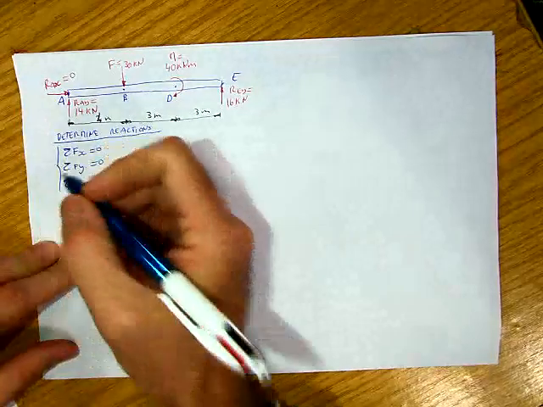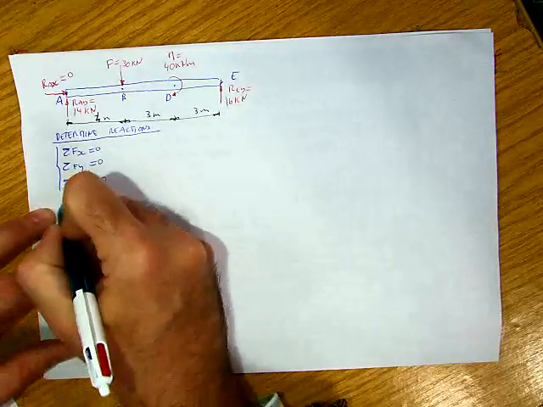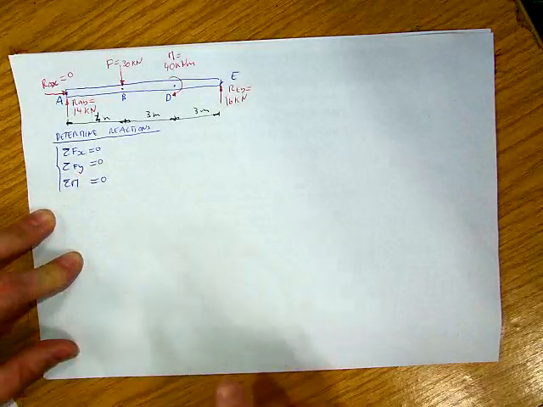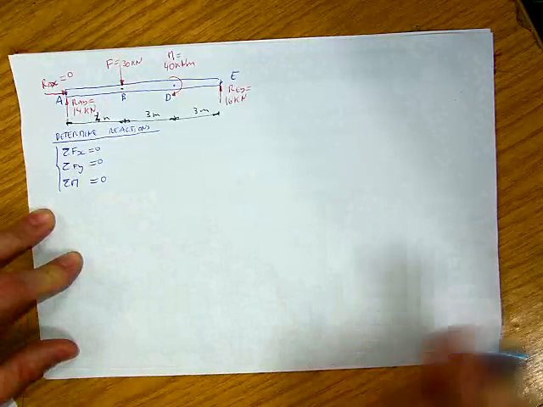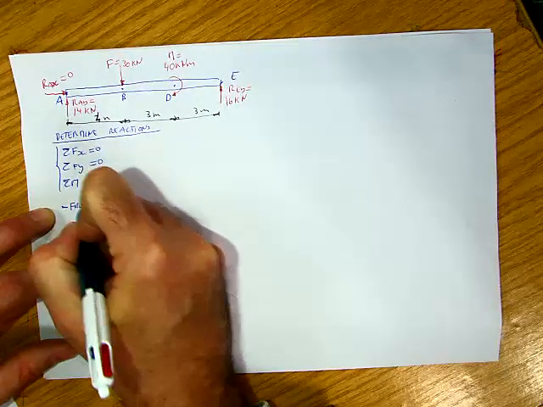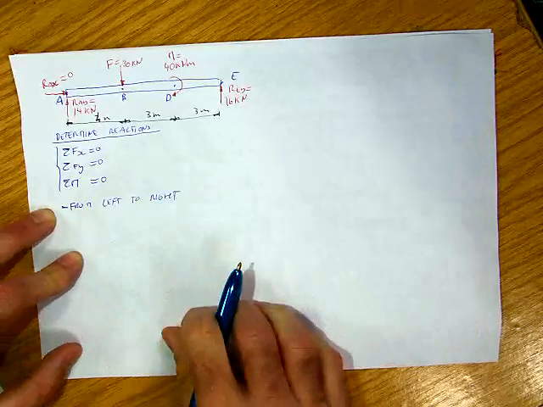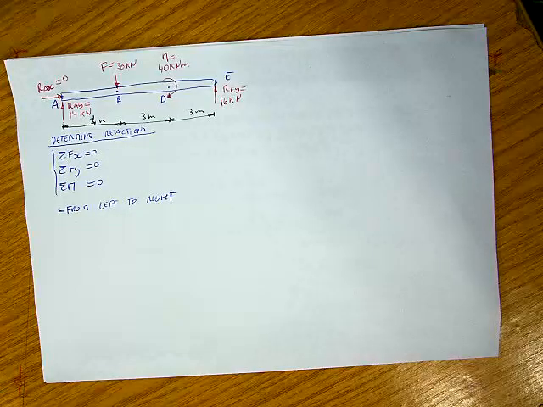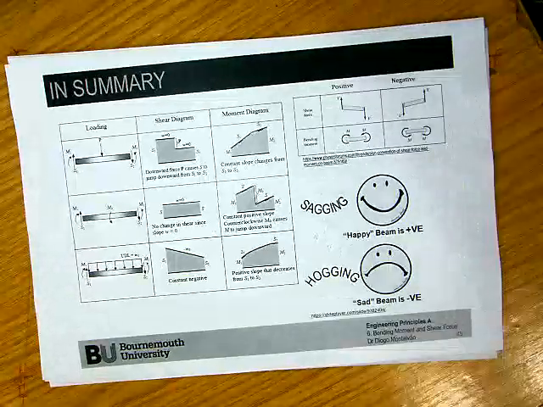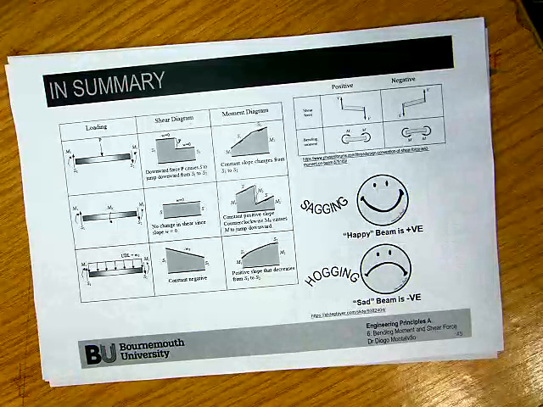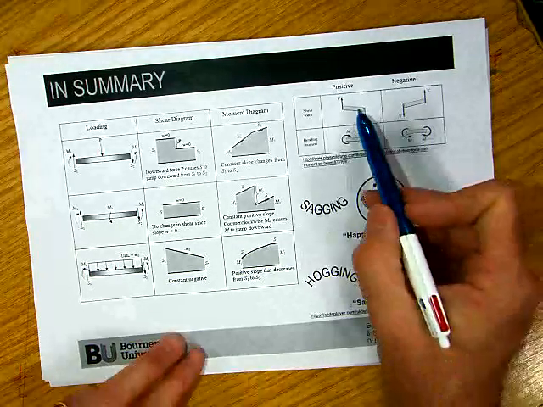Now, to determine the shear and bending moment diagrams, we start by sectioning the beam. I'll always go from left to right; I think it's easier. I need to think about the sign convention. Looking at the table in this sheet I've given you, sagging is the positive bending moment, and hogging is the negative bending moment.